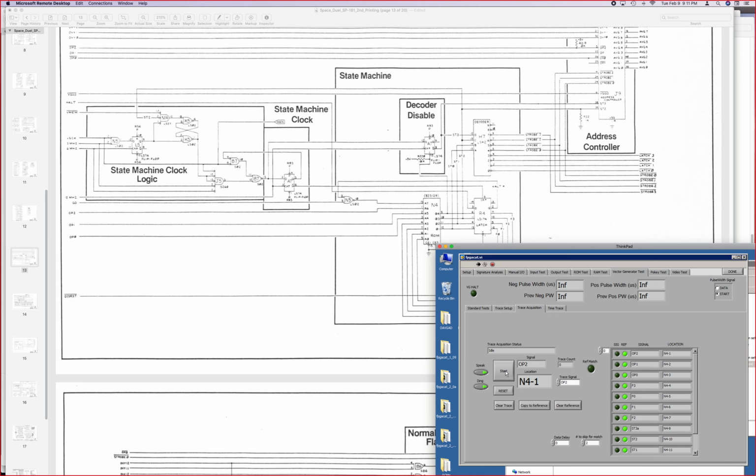So trace acquire, start. N4, pin 1. N4, pin 1. Yeah. N4, pin 2. N4, pin 3. So I'm on. Oh shoot! I gotta use my data probe. See, doing this wrong already. Right? I need to switch this.